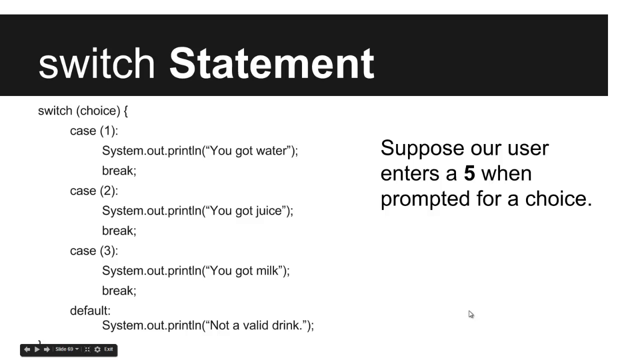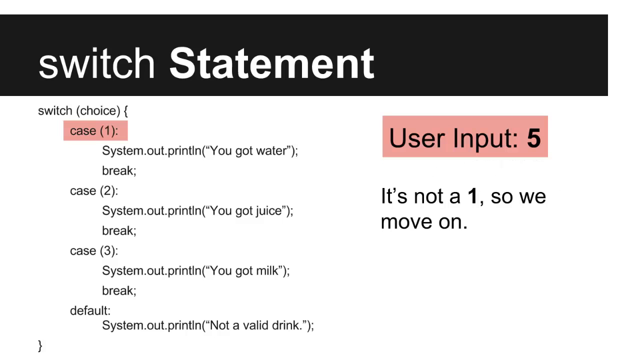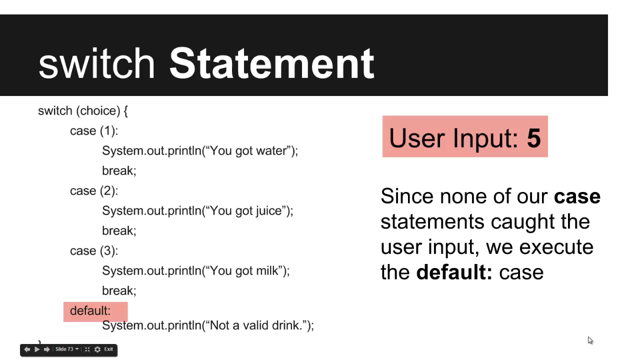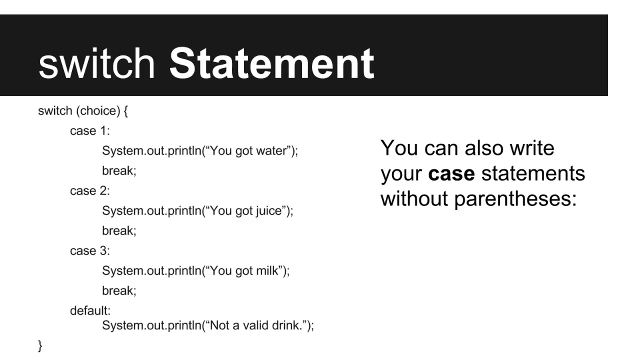So let's say that when we prompt the user for a choice, our user enters a 5, which we know is an invalid input. The first thing we do is check to see if it's a 1. It's not, so we move on. We check to see if it's 2. It's not that either, so we move on. We check to see if it's a 3, and it's not that either, so we move on again. Then we hit the default. And that's how the switch statement ends up working. So we execute the default case where we do System.out.println not a valid drink, and then we roll from there.